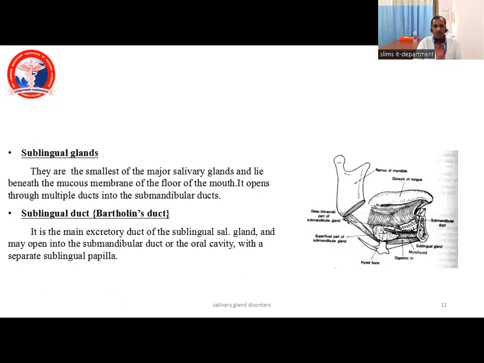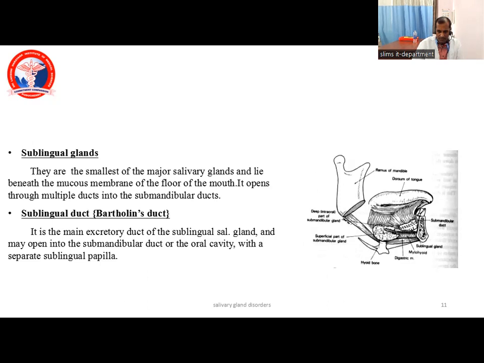The sublingual glands are the smallest of the major salivary glands and they lie beneath the mucous membrane of the floor of the mouth. It opens through multiple ducts into the submandibular ducts. The duct name is the Bartholin's duct. It is the main excretory duct of the sublingual gland and may open into the submandibular duct or into the oral cavity with a separate sublingual papilla.